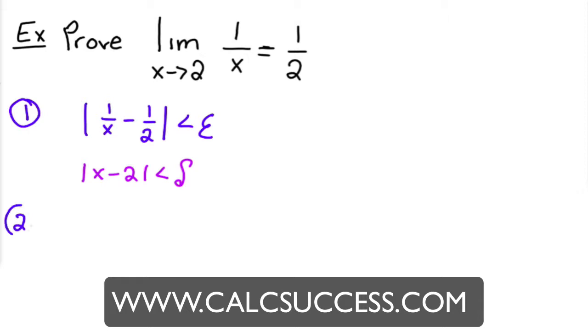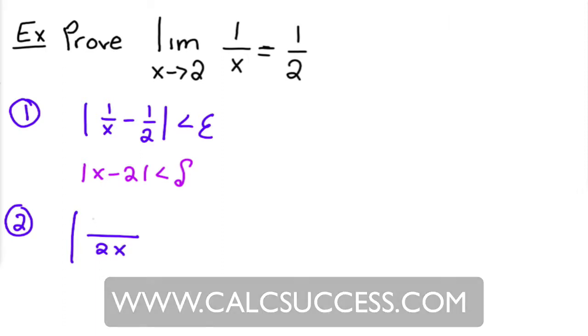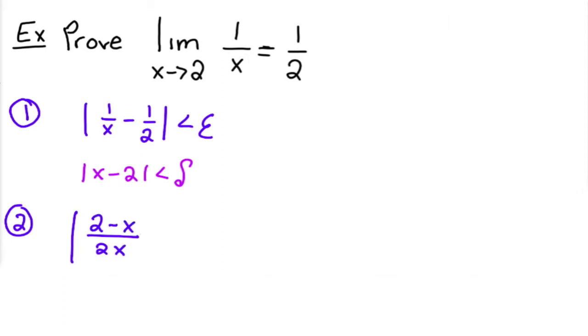Okay, now I need to somehow turn this so that it includes |x - c|. So how about if we combine those two into one fraction with the denominator of 2x. Then I would have 2 minus x, which, because it's absolute value, is equal to |x - 2| over 2x. And I'm going to leave the 2 outside and just put the x in the absolute value.